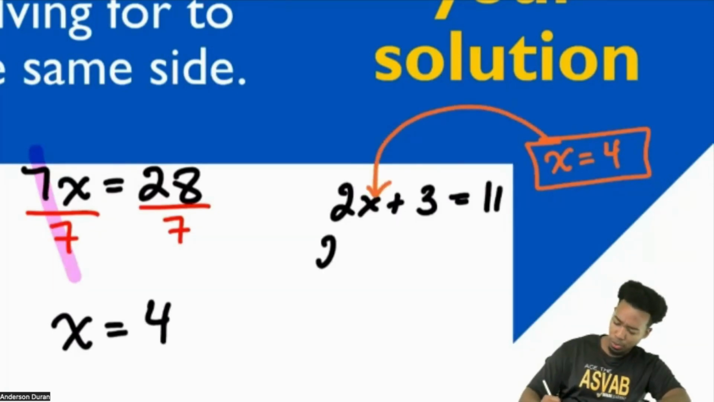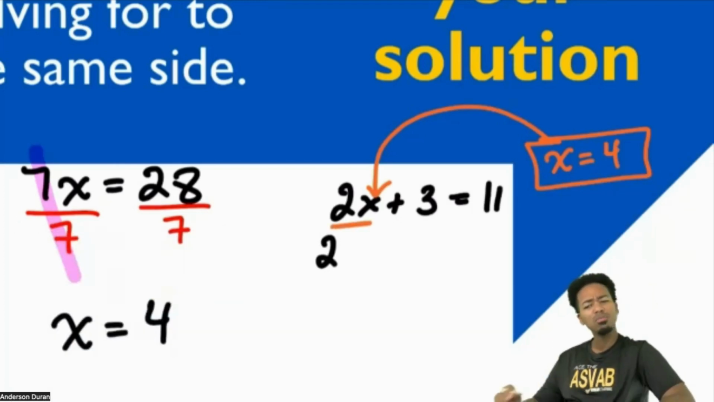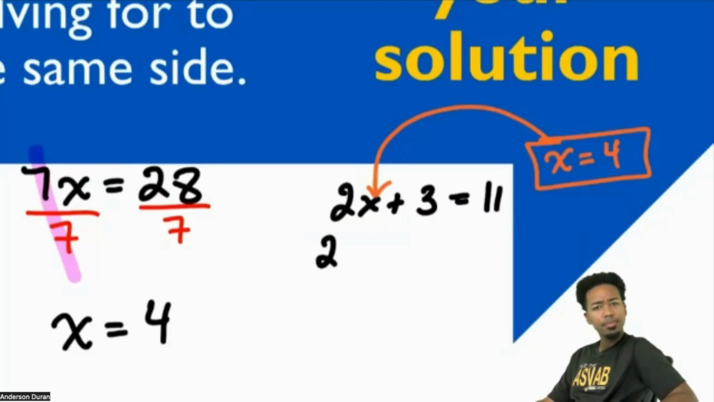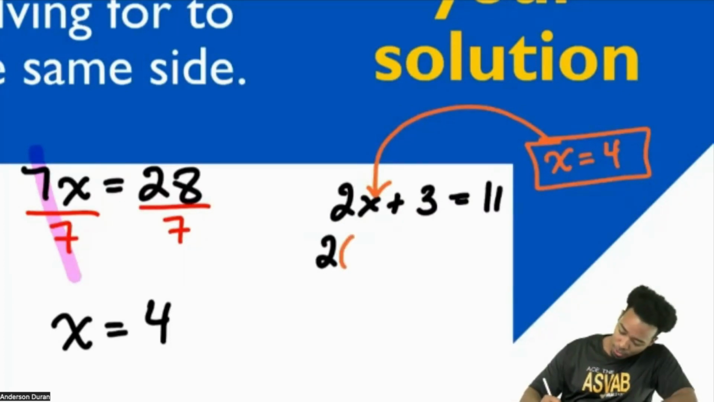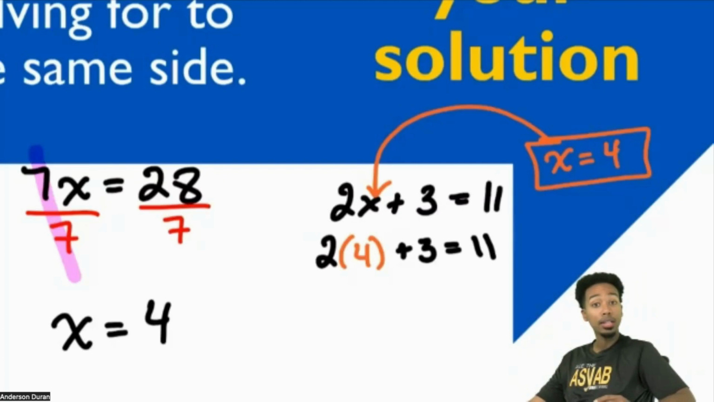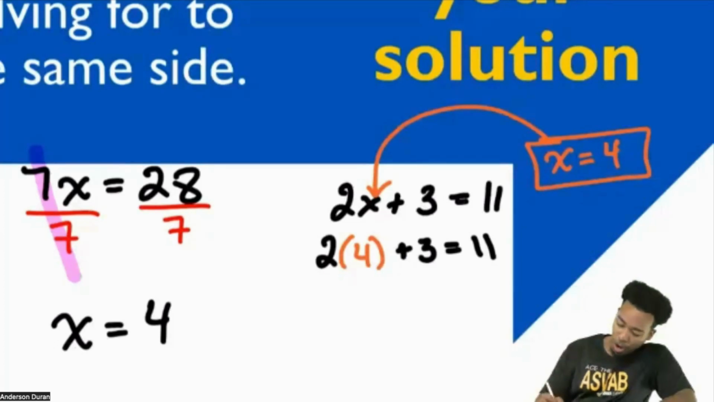And you would see 2. Everybody, what operation is that between 2 and x? Quick question. Yeah, multiplication, exactly. So we would have 2 times 4, and then plus 3 equals 11. And so from there, okay, well, we'll do the multiplication first. So we'll have 2 times 4. Everybody, 2 times 4 is what?